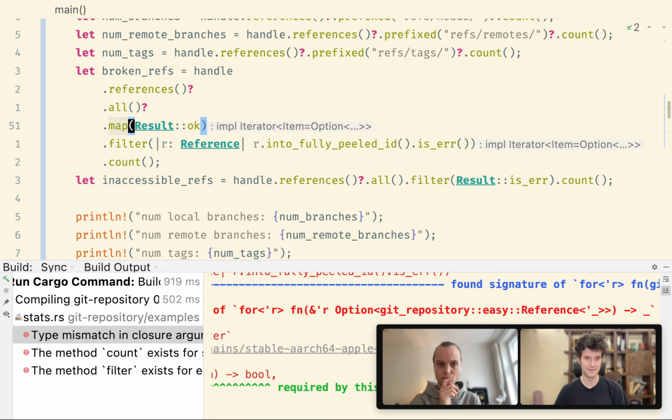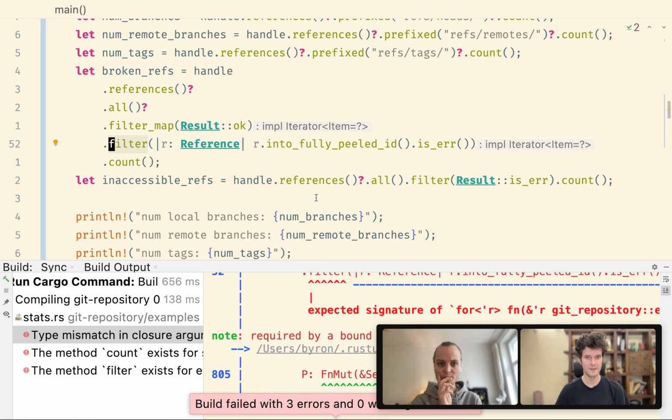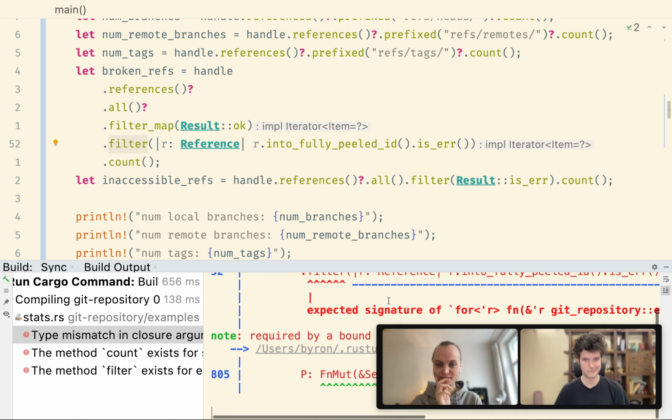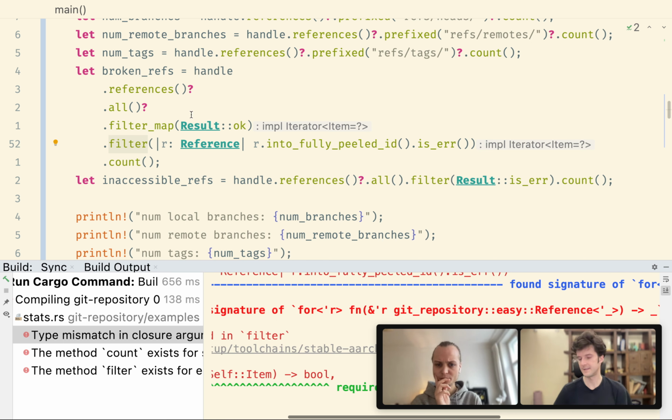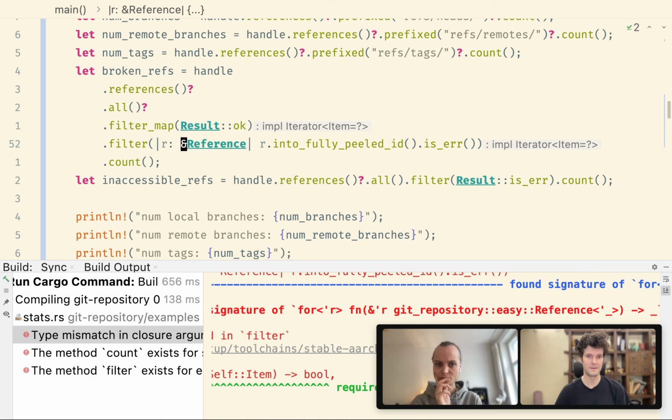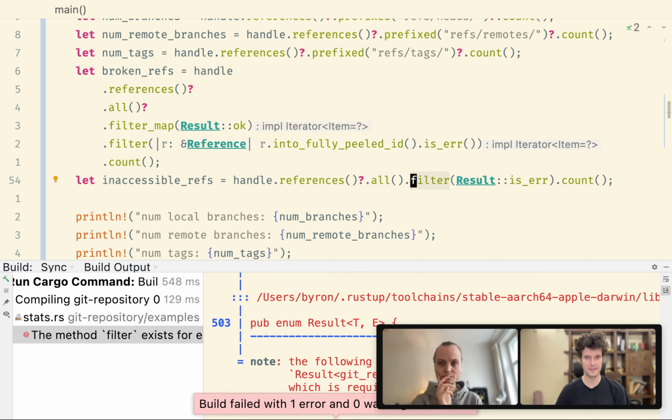Because it should be filter map. You see, it got an option here because I mapped this into result OK, which is an option of the content, but filter map will break this down for me. Gosh, so I think we are getting there. Expected signature of... Oh yeah, the filter does not own. Fair enough. That's a bit of me being silly.